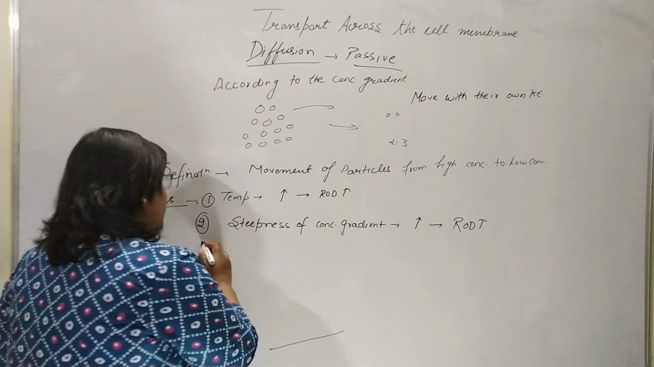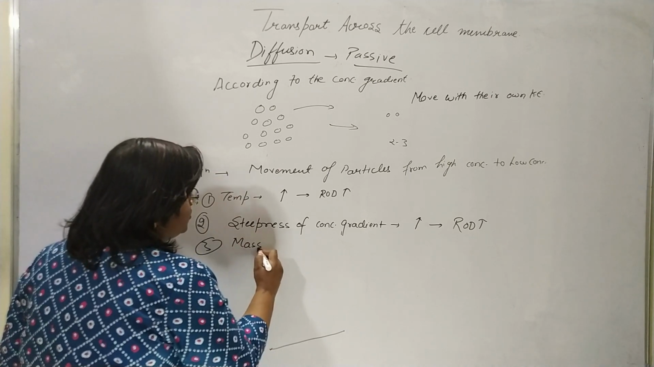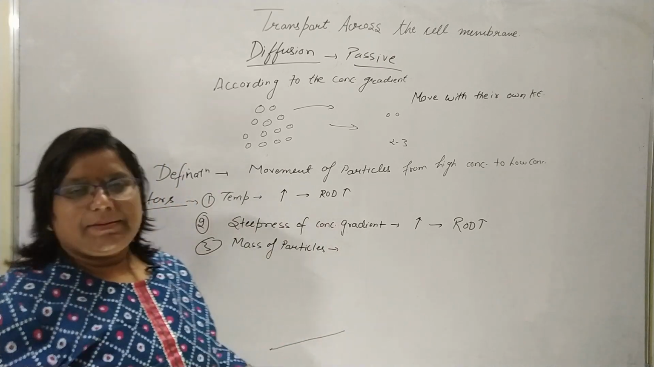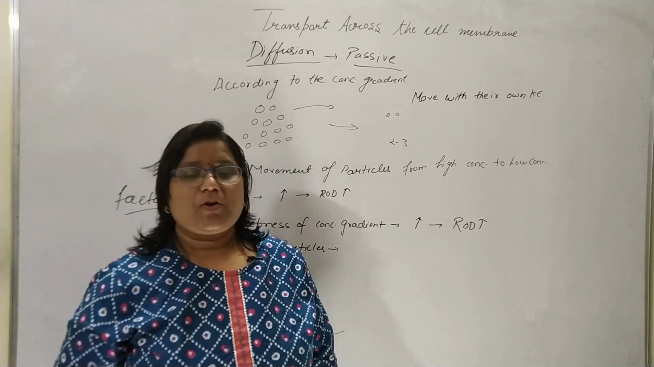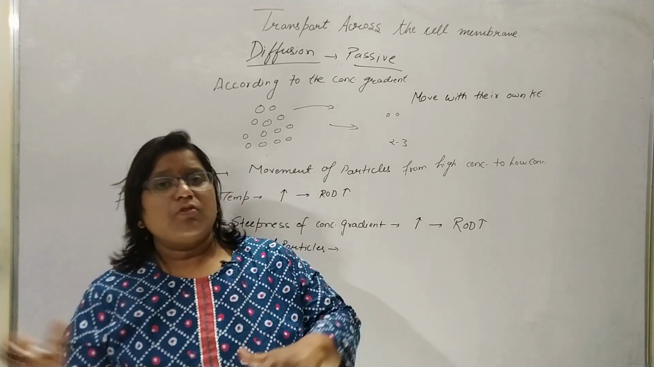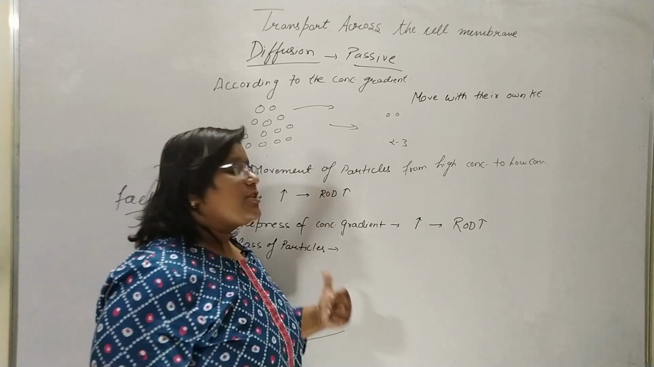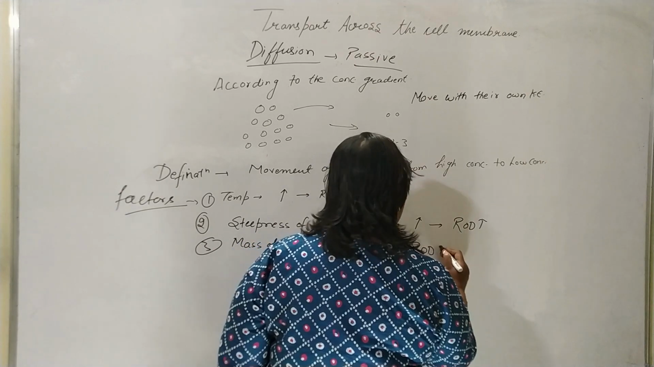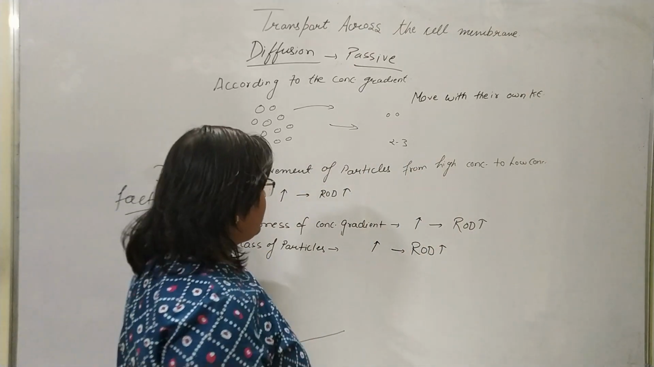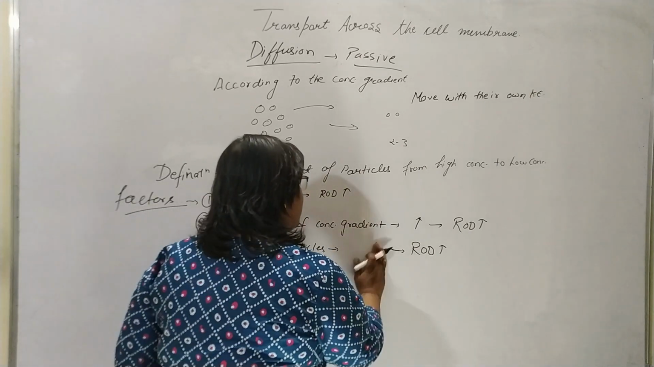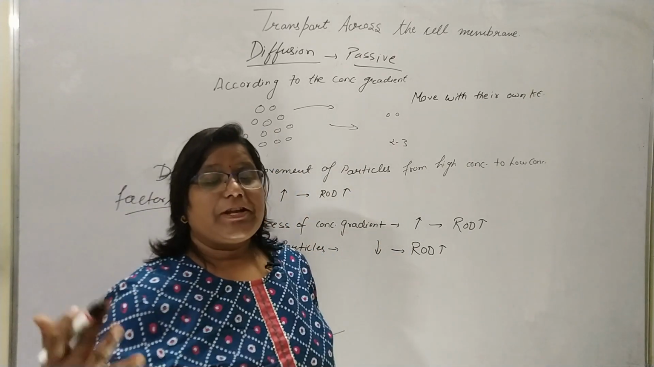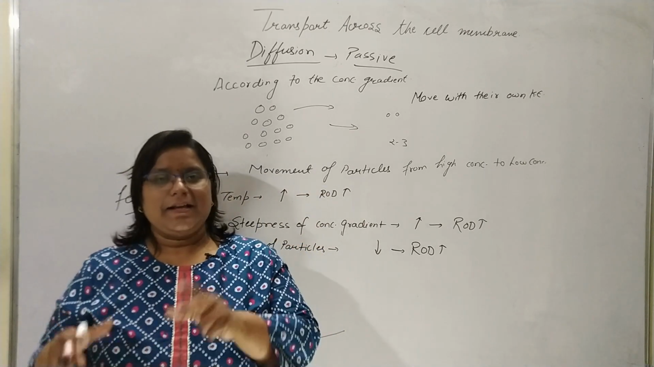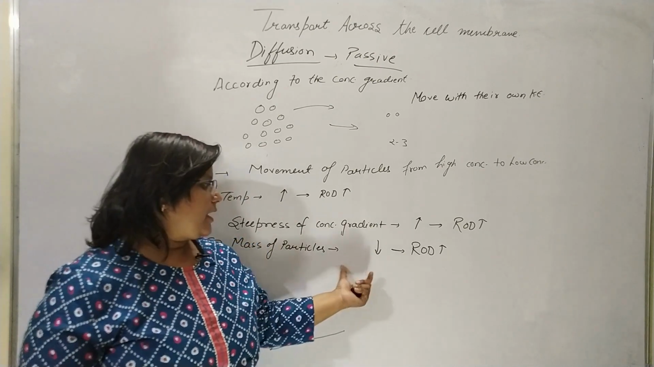First is the temperature, second is the steepness, and the third one is the mass. If the particles have more mass, like me, the rate of diffusion will be slower because the particles will not move fast. So if the mass of the particle is higher, then the rate of diffusion will be lower. And if the mass of the particle is less, the rate of diffusion will be higher. It means particles with less weight have a higher rate of diffusion.